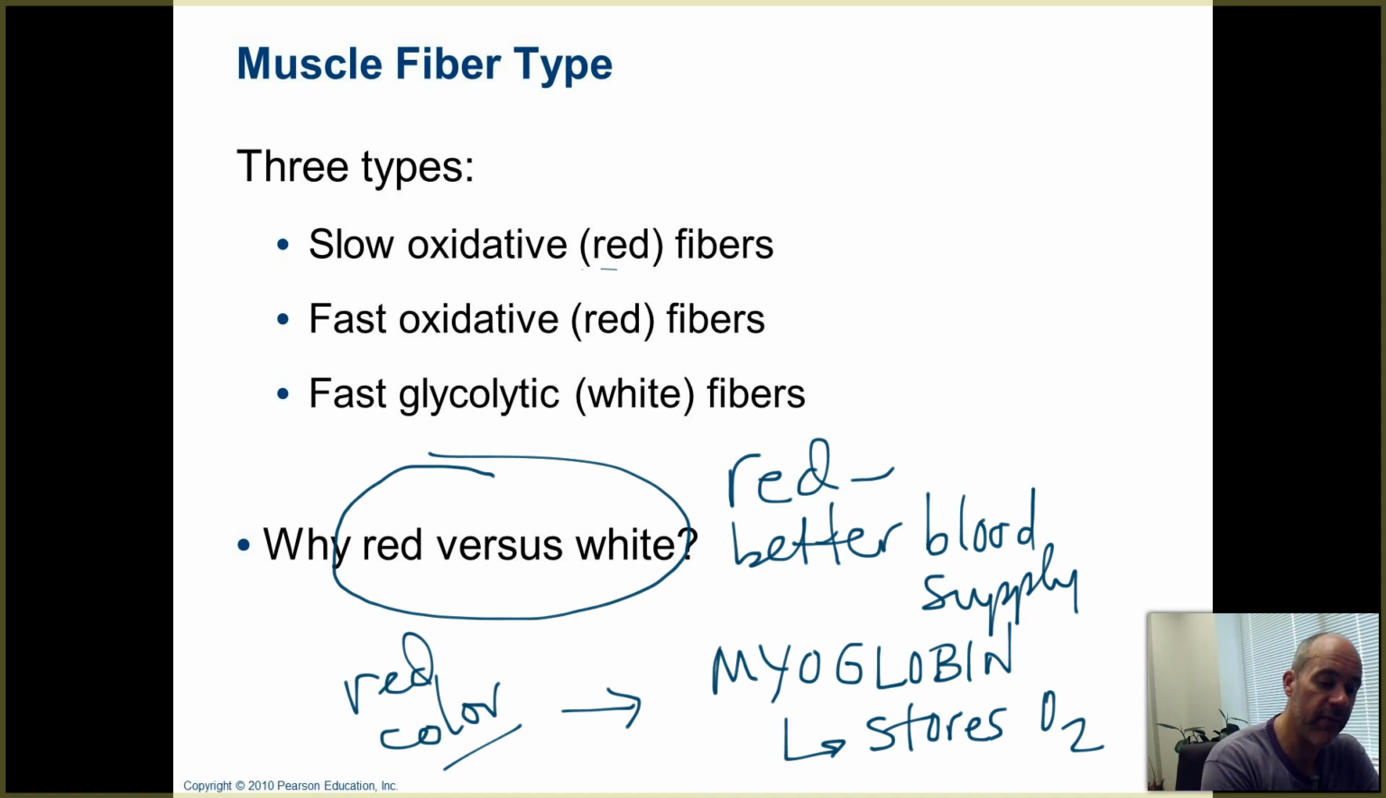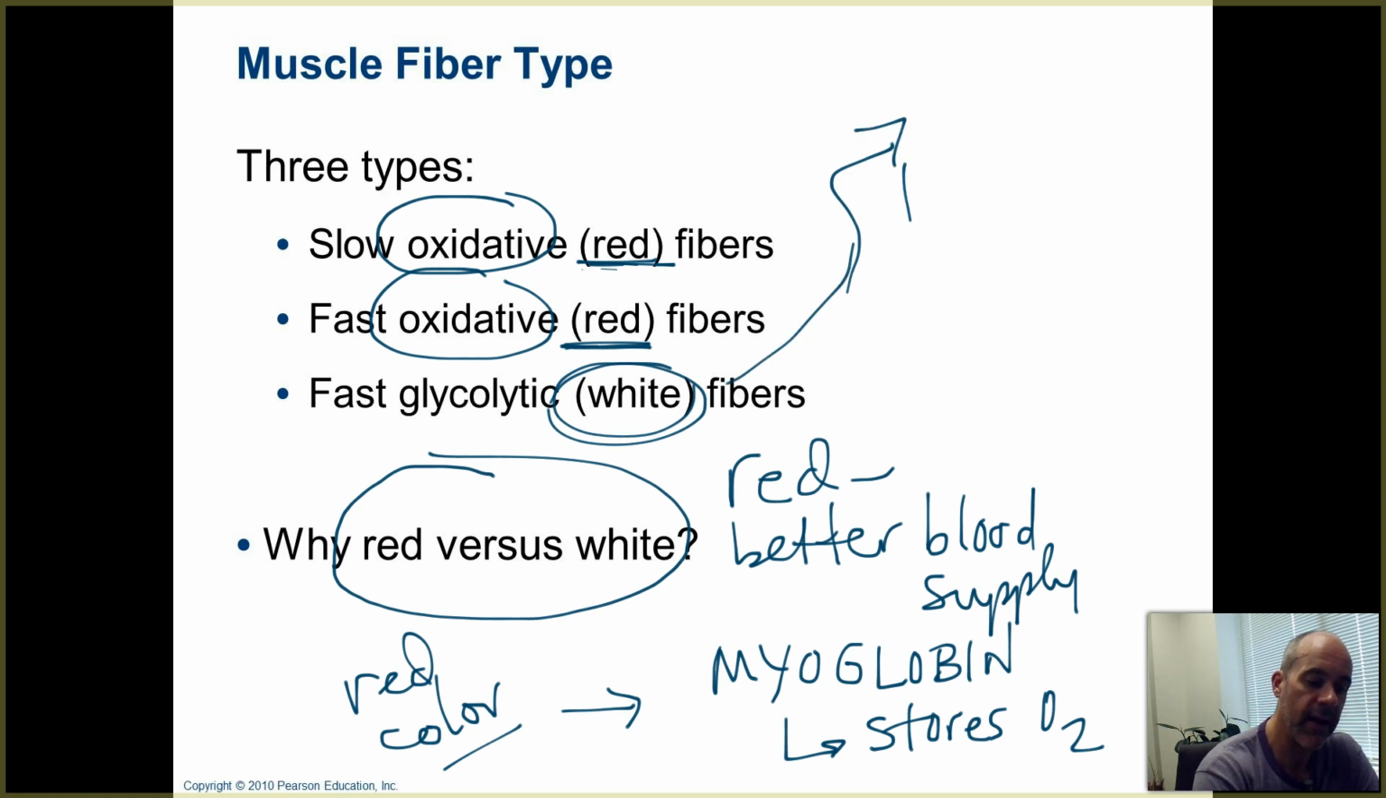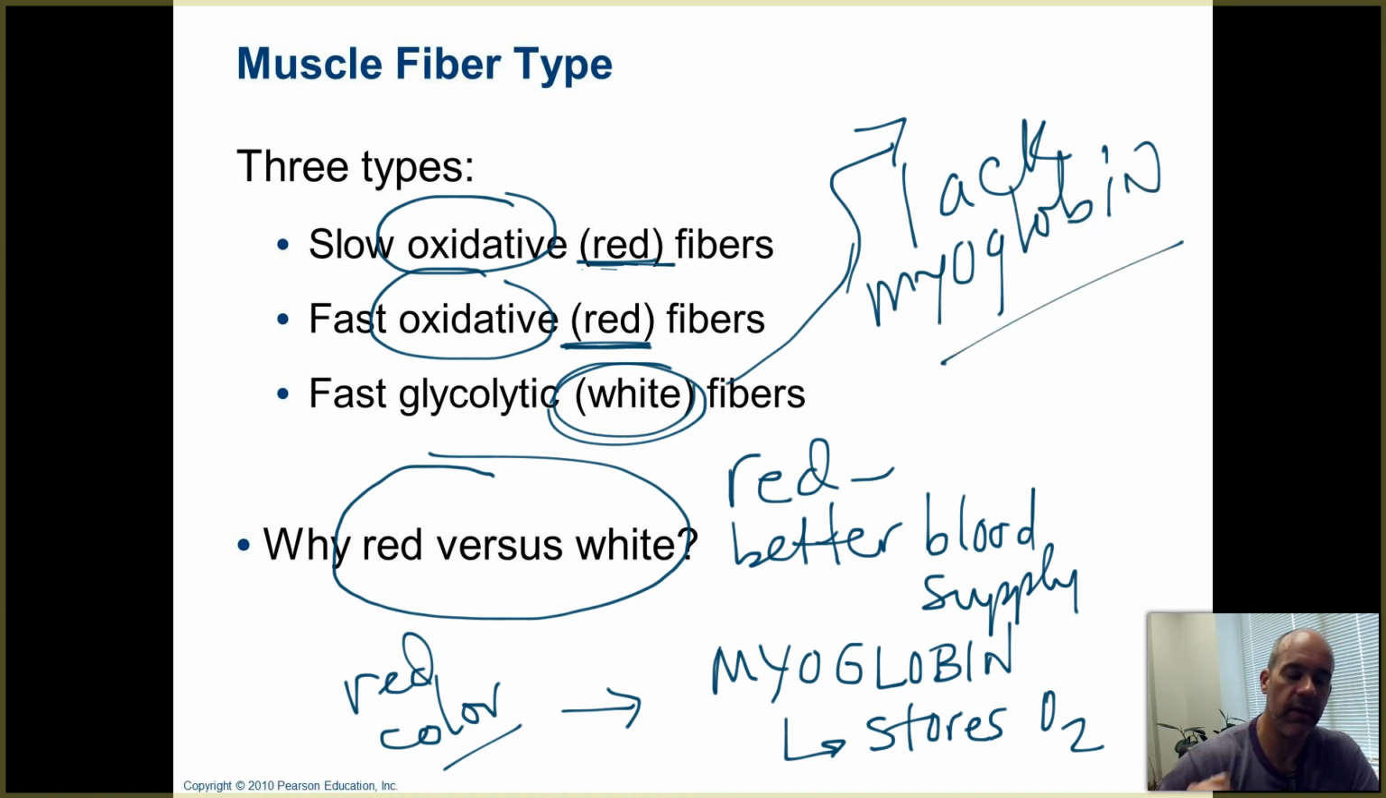All right, so your red fibers, and they literally do have a redder color, those are going to be the muscle fibers that have more of this myoglobin in them and a better blood supply. They're storing O2 because they're going to use it for aerobic cellular respiration. Notice that your fast glycolytic fibers tend to have a whitish color, okay? And that's because they lack myoglobin, or they have lower levels of it. They're not storing oxygen gas. Your fast glycolytic fibers don't do a lot of aerobic cellular respiration, so they don't need oxygen gas as much.